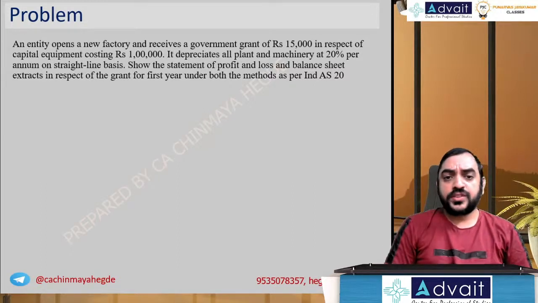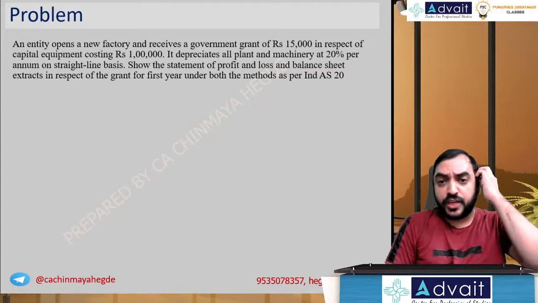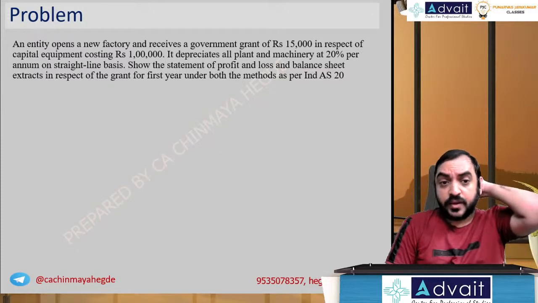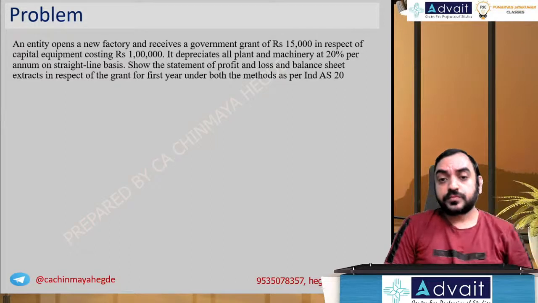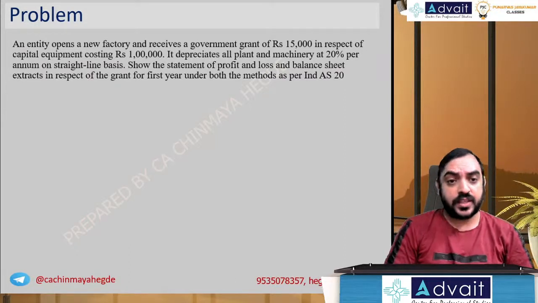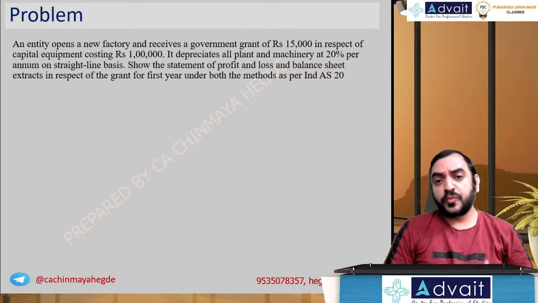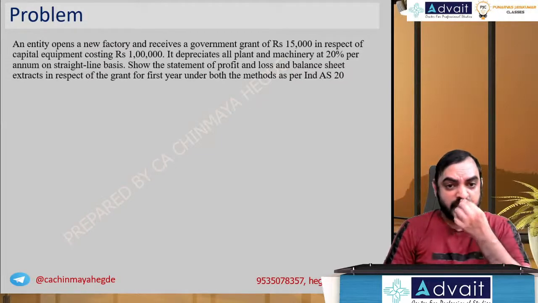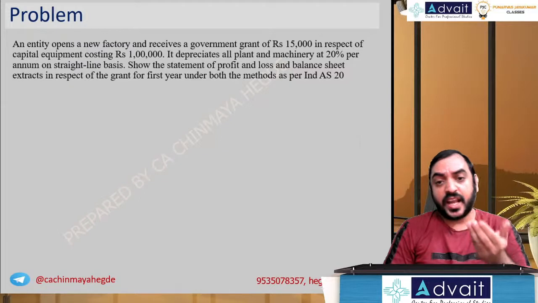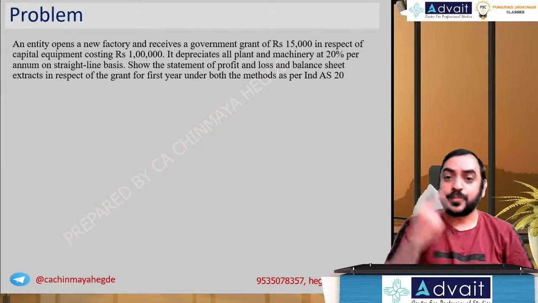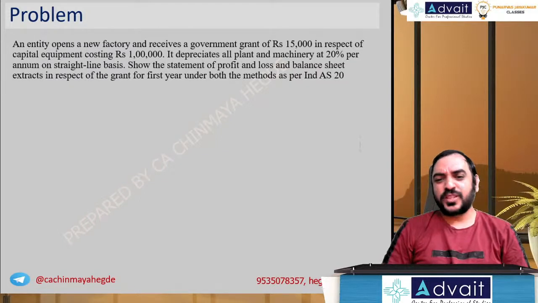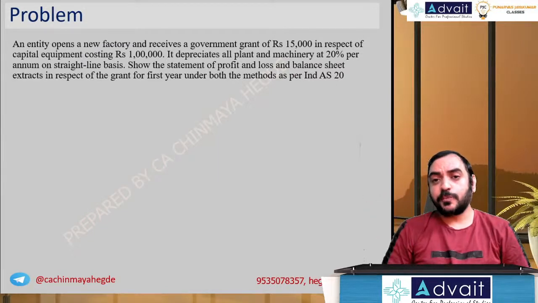An entity opens a new factory and receives a grant of 15,000 in respect of capital equipment costing 1 lakh. It depreciates the plant and machinery at 20% on straight line basis. Show the treatment of profit and loss and the balance sheet extract in respect of grants for the first year, and both the methods as per Ind AS 20. What are the two methods? You must be aware of it. The same methods as are available in AS 12 also.